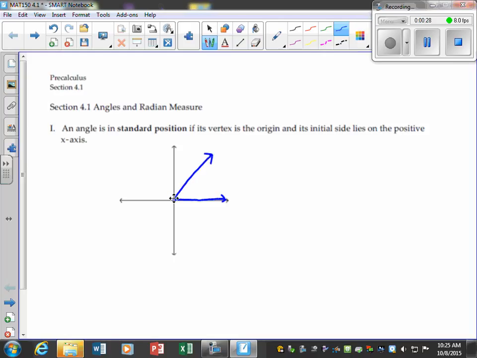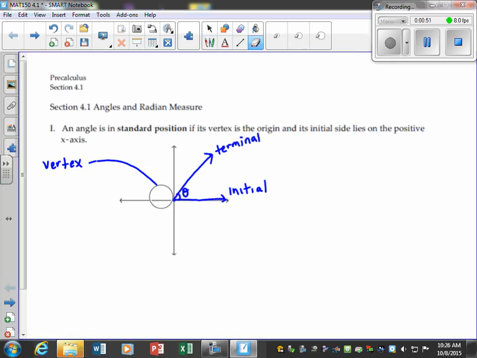So let's just label those real quick. Terminal means where it stops, so our initial side and our terminal side, this is angle theta, and we said the vertex is the origin. Right there at 0, 0.